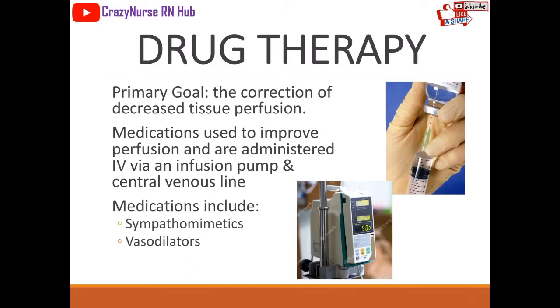So we have two types of medications that are included here. We have your sympathomimetics. These are drugs that mimic the action of the sympathetic nervous system. Also, we have your vasodilators. Patients in cardiogenic shock have decreased myocardial contractility, and vasodilators may be needed to decrease afterload. This reduces myocardial workload as well as oxygen requirements.